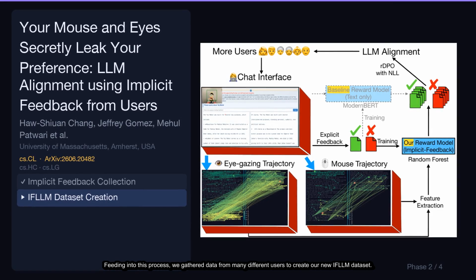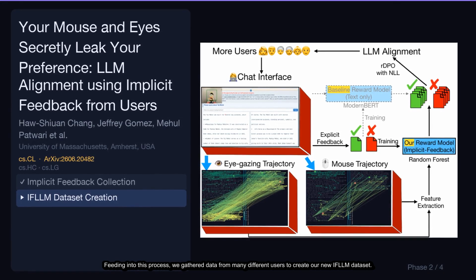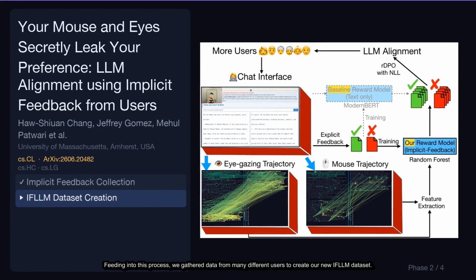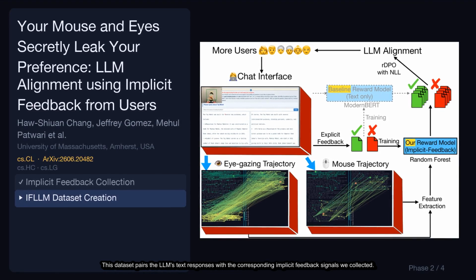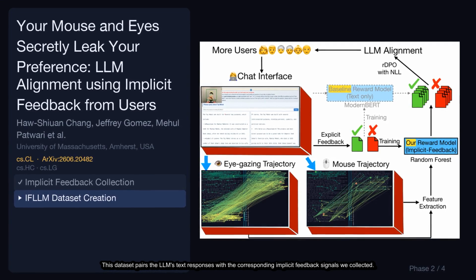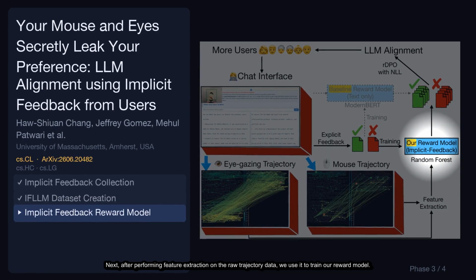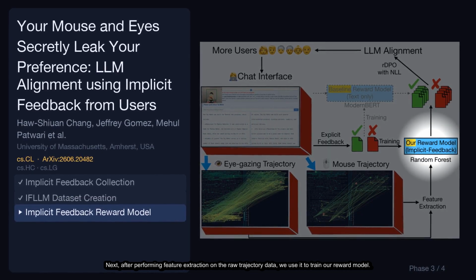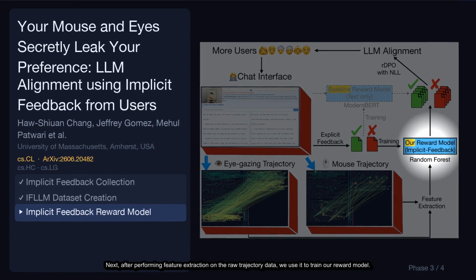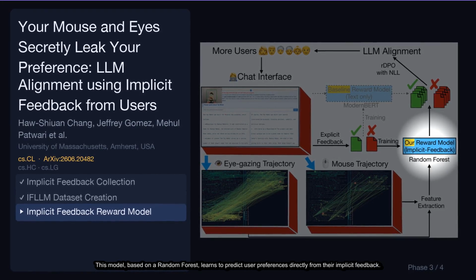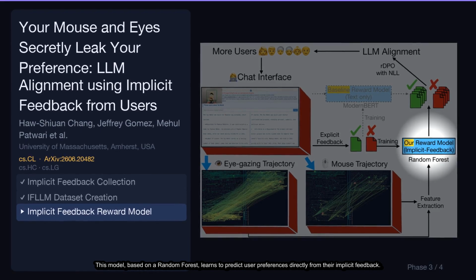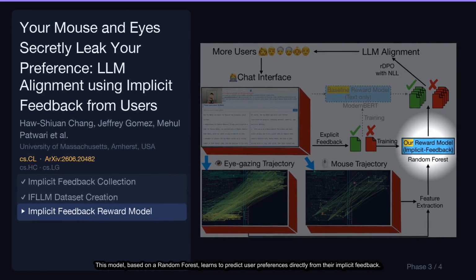Feeding into this process, we gather data from many different users to create our new IFLLM dataset. This dataset pairs the LLM's text responses with the corresponding implicit feedback signals we collected. Next, after performing feature extraction on the raw trajectory data, we use it to train our reward model. This model, based on a random forest, learns to predict user preferences directly from their implicit feedback.